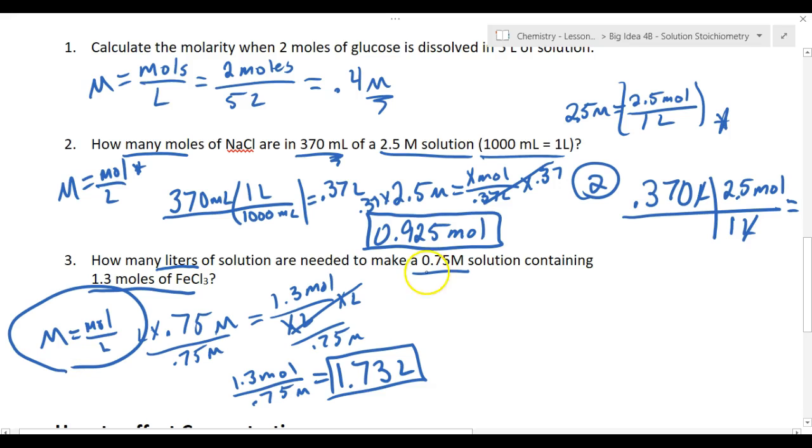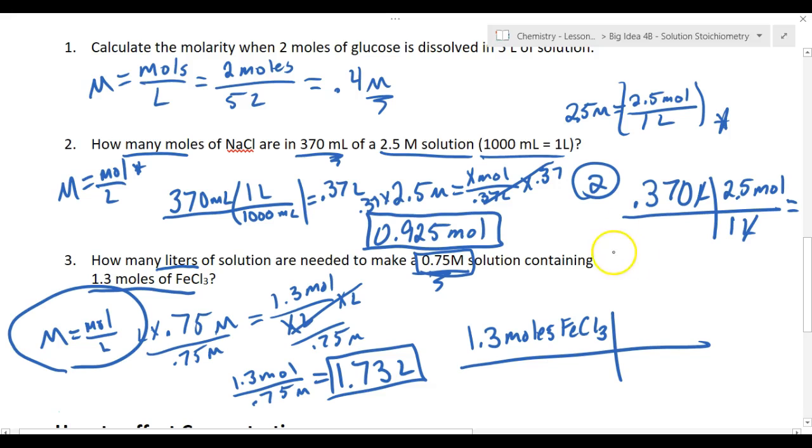Our second way is using molarity as a conversion factor. So again, we can do it. We give what we have initially. We have 1.3 moles of FeCl3. Okay, we make our T-chart. We want to use our 0.75 as our conversion factor. So molarity is represented in moles over liters, so that's the same thing as 0.75 moles for every 1 liter.